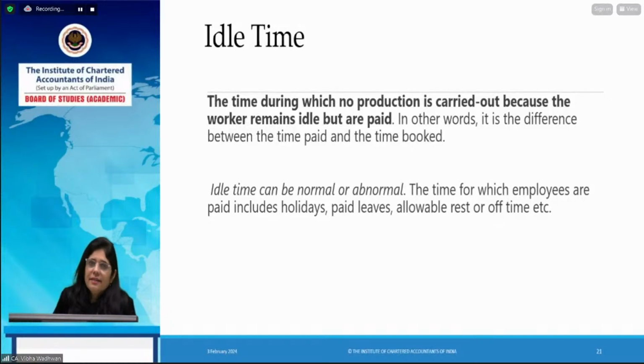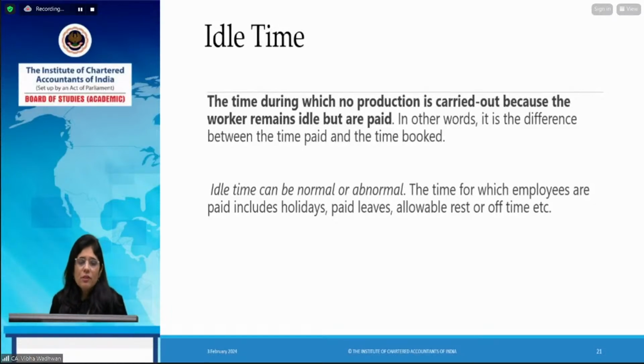Now the idle time. Students, idle time is the time during which no production is carried out, because the worker remains idle but is paid. In other words, it is the difference between time paid and the time booked. So idle time is when the worker is being paid, but he is not producing any activity. He's not contributing to production, but he's sitting idle.